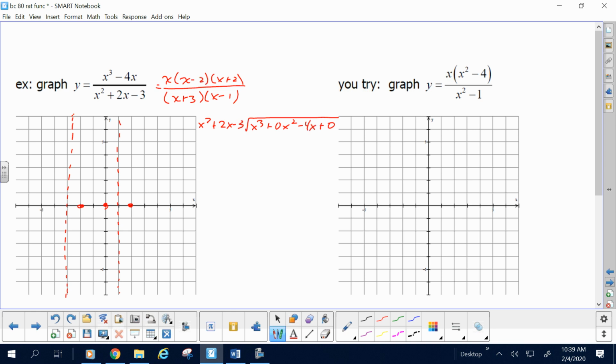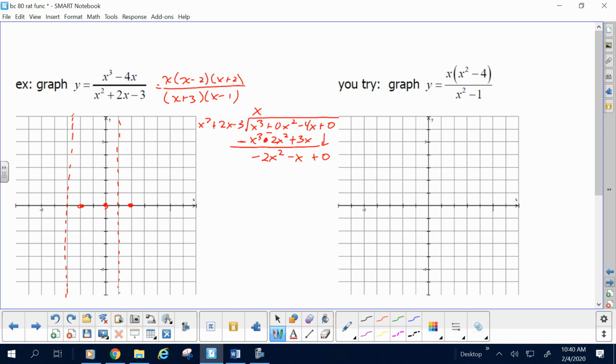Right? So, how many times does x squared go into x cubed? X times. Multiply: x cubed plus 2x squared minus 3x. I subtract that, so I change signs. Draw the line. X cubed minus x cubed is 0. Negative 2x squared, negative x, and down the next term. So, are you looking at negative 2x squared minus x, right?